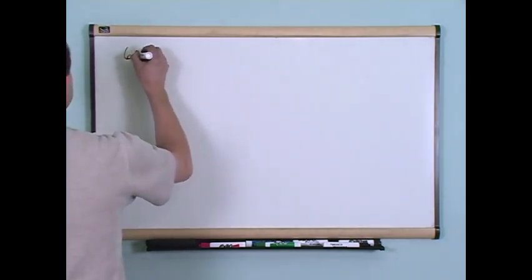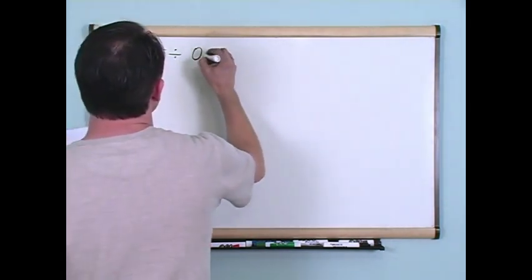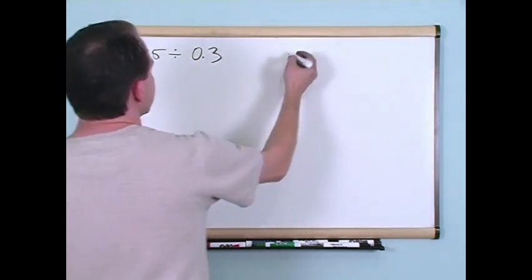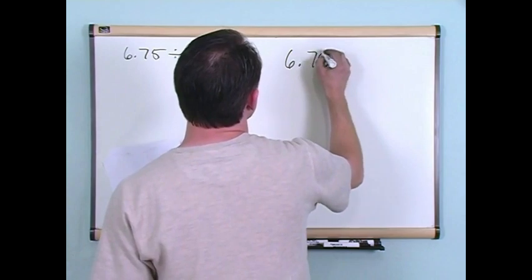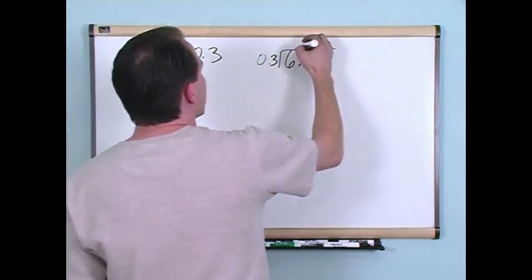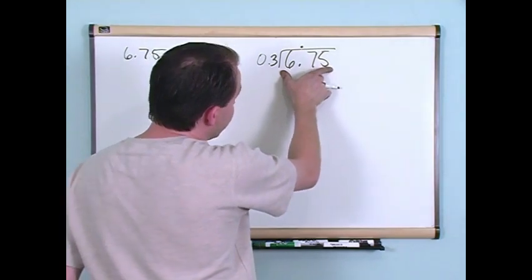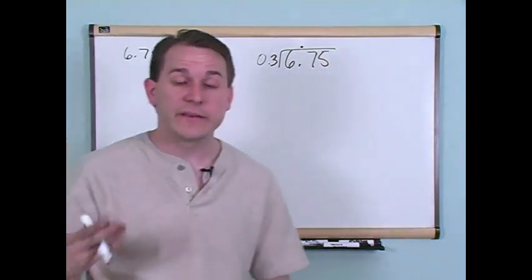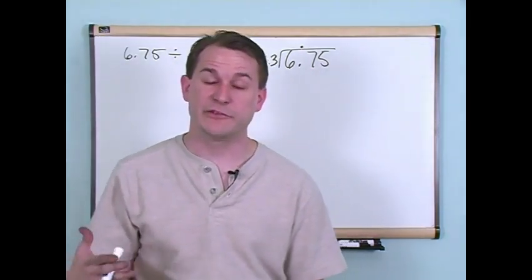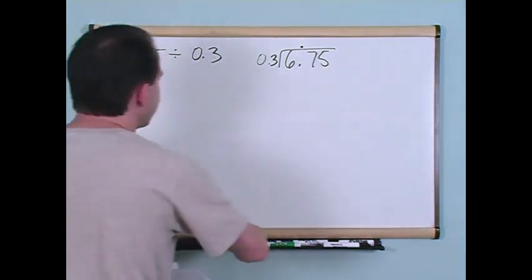What if you have 6.75 divided by 0.3? Okay? So you'd have 6.75 divided by 0.3. Well, you put your decimal point up above here. Now, look at what we have here. You have a decimal, and you're dividing by another decimal. This is a little bit different kind of problem because you have a decimal divided by a decimal. But it turns out it's really, really simple, okay?